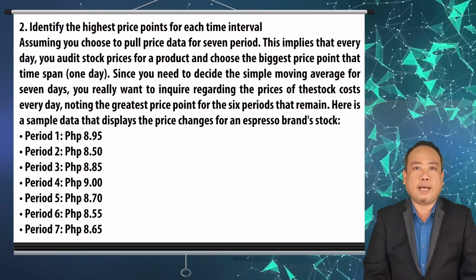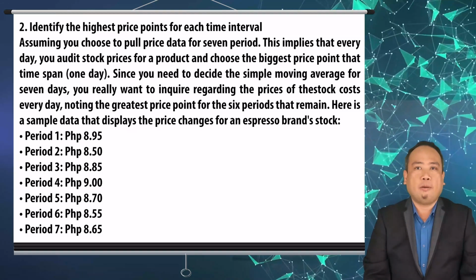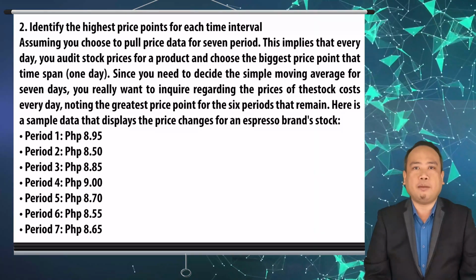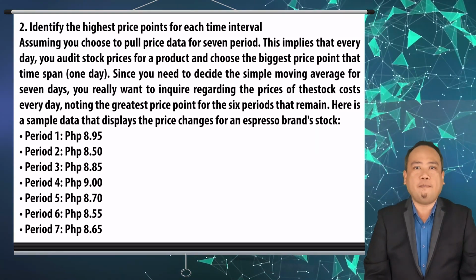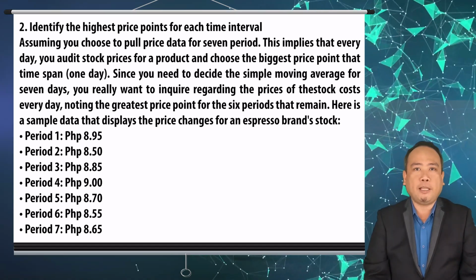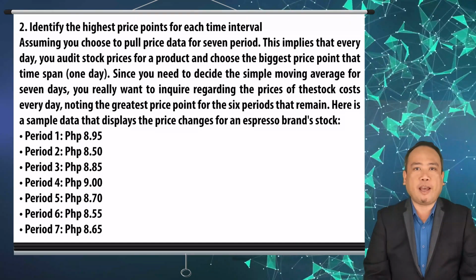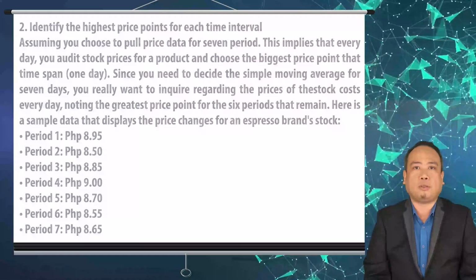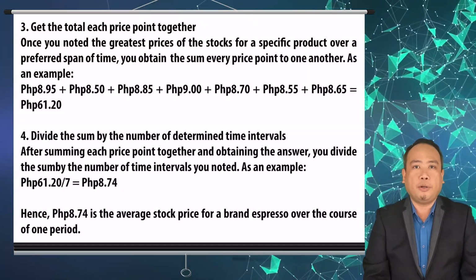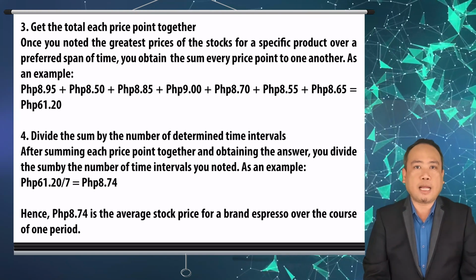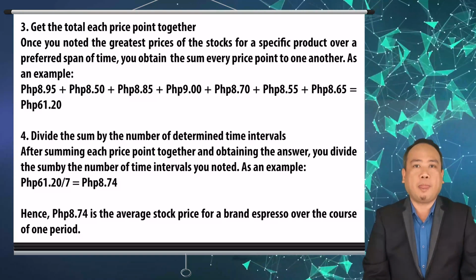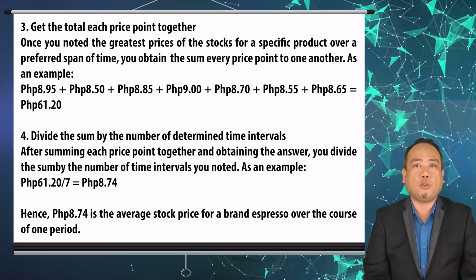Here is sample data that displays the price changes for an espresso brand stock. Period 1 to period 7, the prices are 8.95, 8.50, 8.85, 9, 8.70, 8.55, and 8.65 pesos. Number 3, get the total of each price point together. Once you have noted the greatest prices of the stocks for a specific product over a period of preferred span of time, you sum every price point to one another.